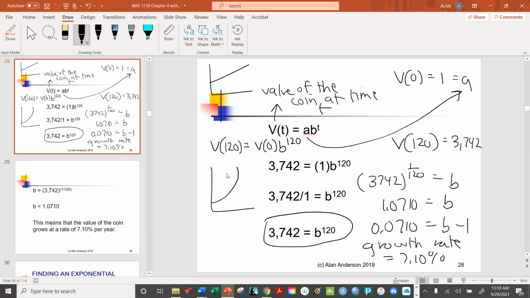One way you can test is to find the value at different points in time and plot them and see if they appear to be growing at an exponential rate. That's something you can do to figure out whether this makes sense or not.